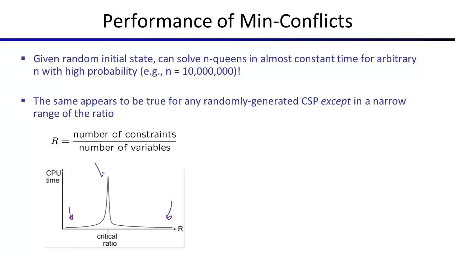But there's some kind of magical area in the middle, this critical ratio here, where it's kind of just hard enough that the constraints are difficult, but not so constrained that there's only one solution and it's easy to lock it down, right? So it doesn't always work. This is still an NP-hard class of problems, but unless your problem is like just the wrong ratio, then min conflicts is just great.